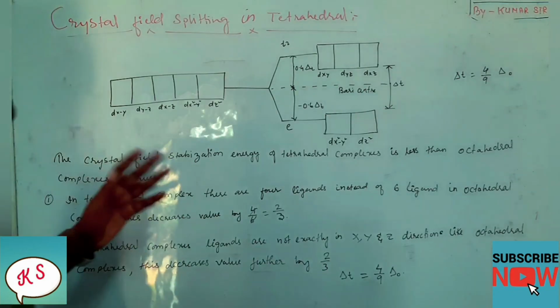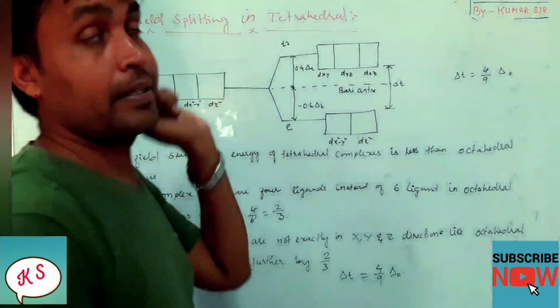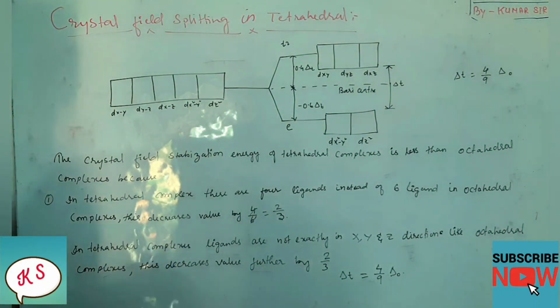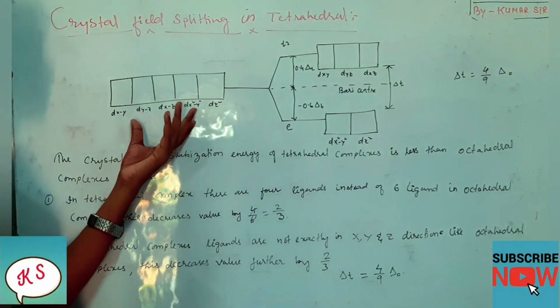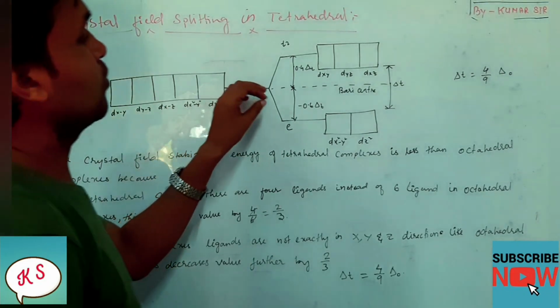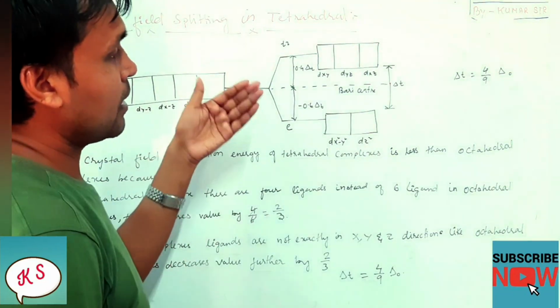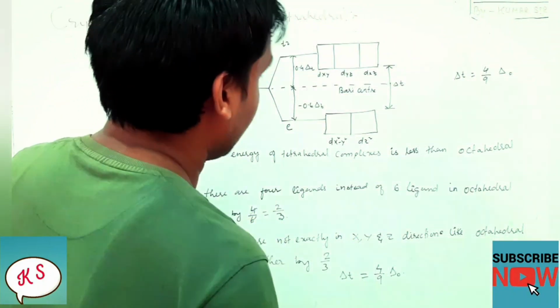Okay, so the second type of crystal field theory is crystal field splitting in tetrahedral. The first one we did was for octahedral, this is for tetrahedral. This is our degenerate d orbitals, that means of the same energy level. Now here we have split it. Here the orbital names are different. As I told you, the upper side will be higher energy level, and the lower side will be lower energy level.